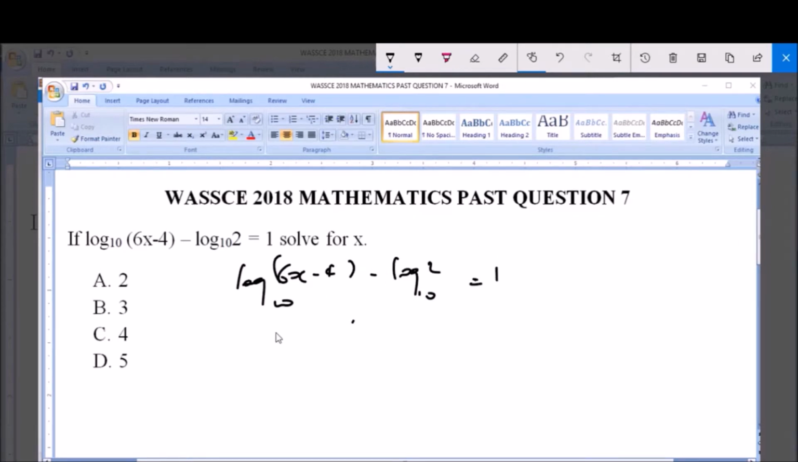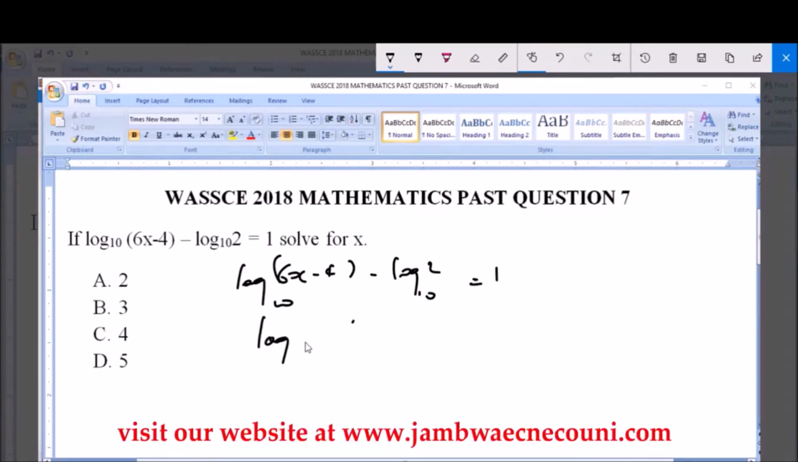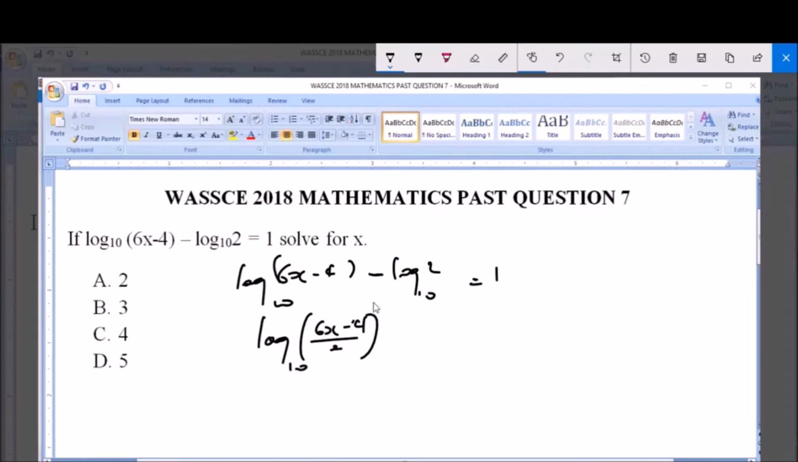From this we can see that this is given as log of 6x minus 4 all over 2, base 10. Since we have the same base, and due to the negative sign, we divide, and if it is plus we multiply. This is equal to, now 1 is equal to what? Log 10 base 10 is equal to 1. So the log base 10 cancels, and we have 6x minus 4 all over 2 is equal to 10.